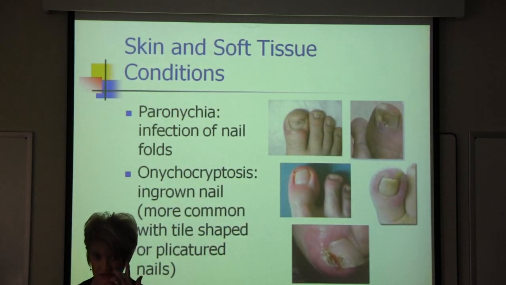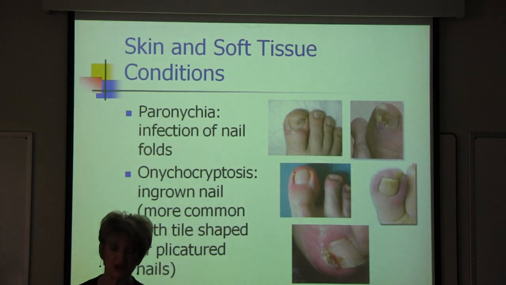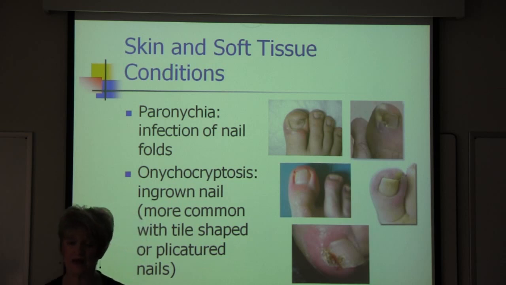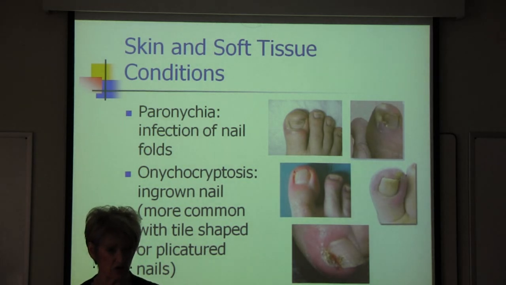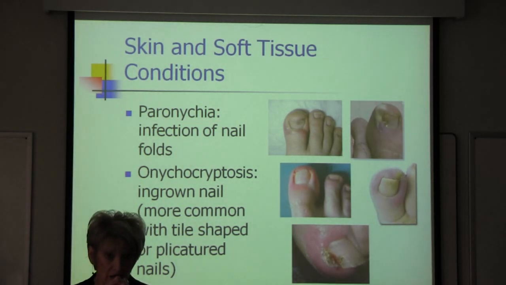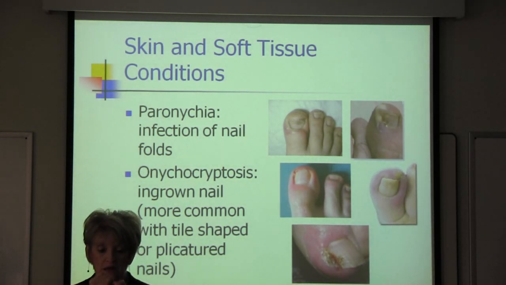And then the last thing I wanted to mention is some skin and soft tissue conditions that are tied in with nail problems. Paronychia is an infection of the nail folds. Paronychia almost always occurs because of an ingrown nail, but you might also see it in someone who bites their nails way down. So they'll say, I bite my nail to the quick. Well, of course, you know the quick, also known as the hyponychium, is the point where the attached nail ends and the free nail border begins.